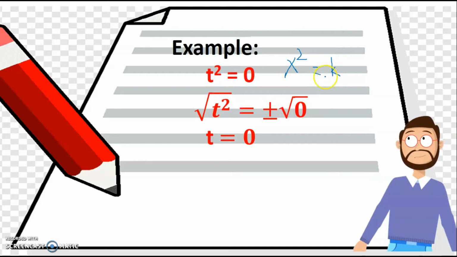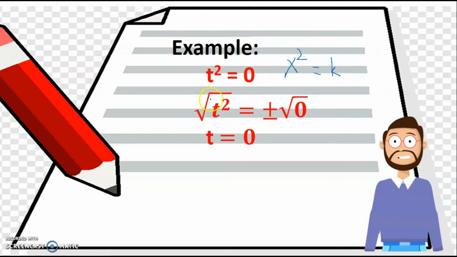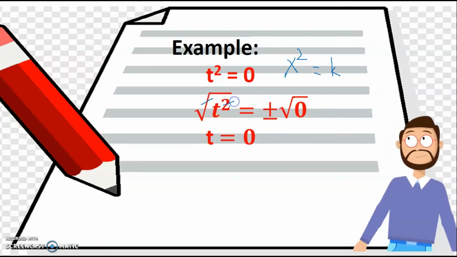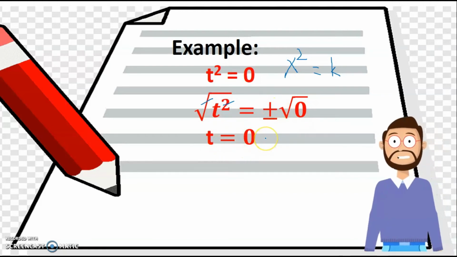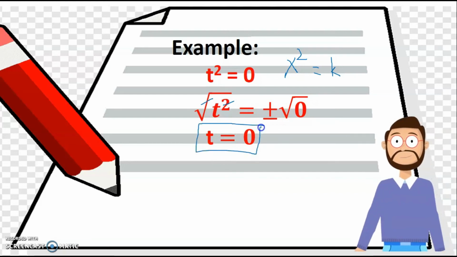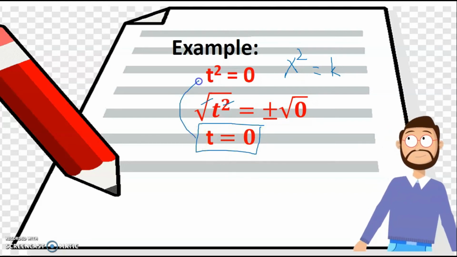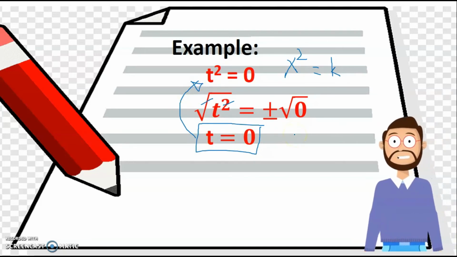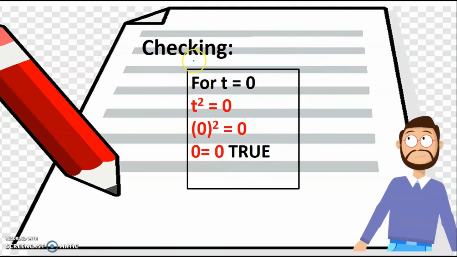Okay, to continue solving, we have here to extract the square root of both sides of the equation. Square root of t squared equals positive negative square root of 0. So the square root and the squared will be cancelled out. So we have here t equals square root of 0, which will give you 0. So this is now the value of your t. Then this value will satisfy our given quadratic equation.